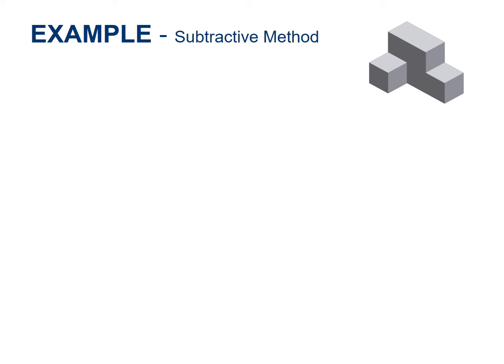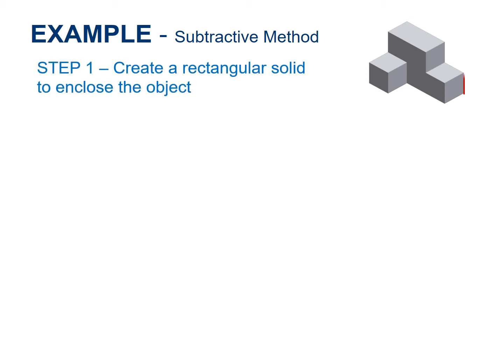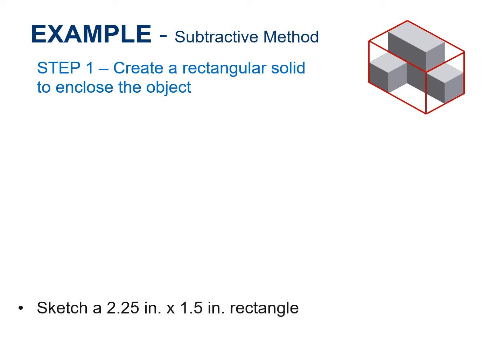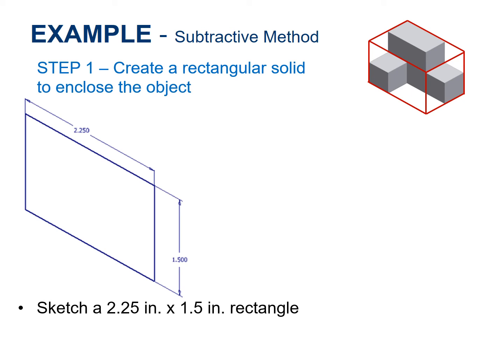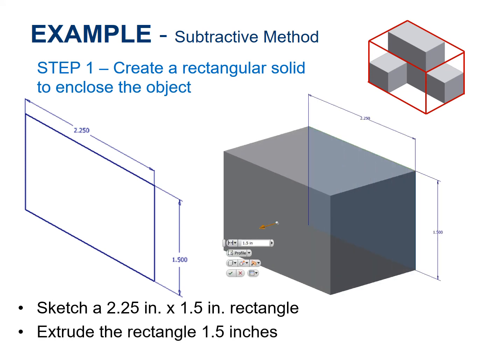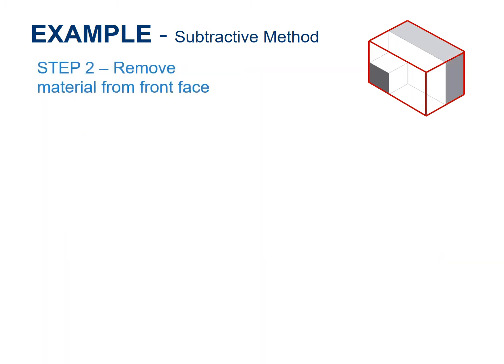Now let's look at an example of the subtractive method. First we would create the overall rectangular solid that this object is enclosed in, an object that we can cut away from to create the object that we want to make. So we would start out by sketching the overall rectangle of this shape. We would extrude that. You would remove the material from the front face.